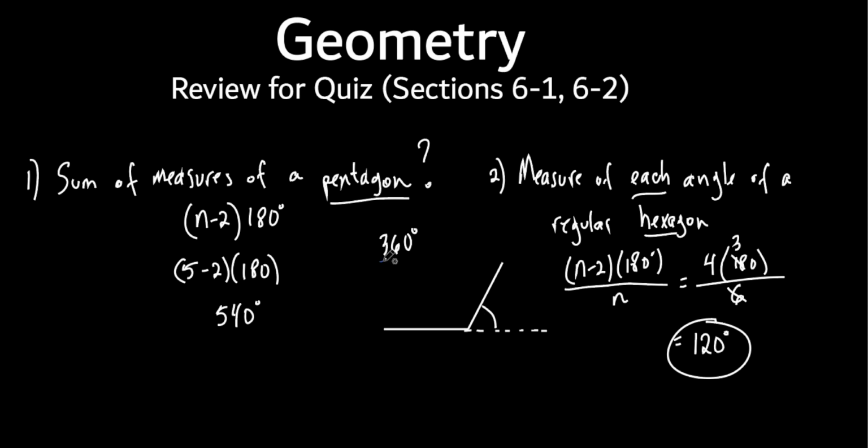But then what would I do? 360 divided by what? 6. That's easy. What's that? 60. So the exterior angle is 60 degrees. But that's not what they ask for. They ask for the interior angle. If you know the exterior is 60, it's very easy to find the interior.